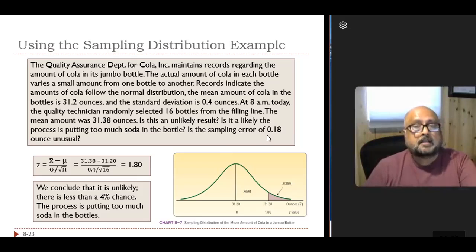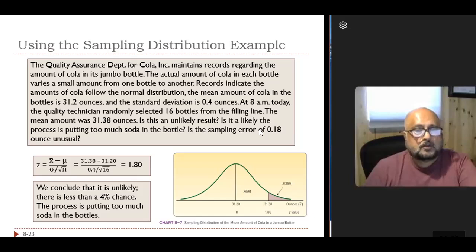So sampling error here is 0.18, because if you plot this, you see that the mean is 31.2, which is the accepted mean, but the sample mean is 31.38, and you take the difference. So 0.18 is the sampling error, the difference between the two. The difference between the sample mean and the population mean is the sampling error.